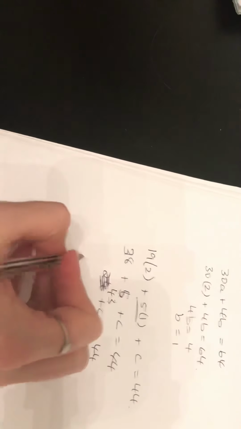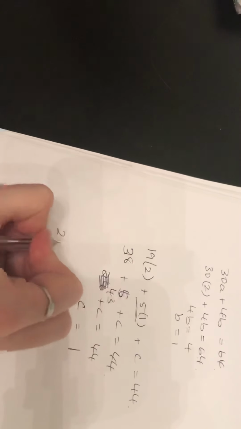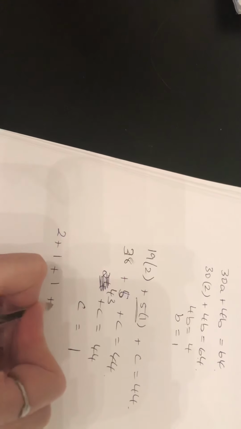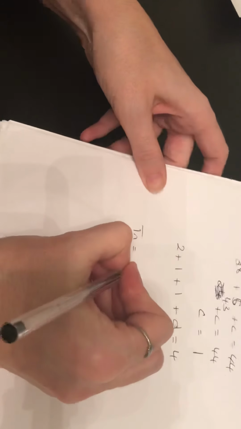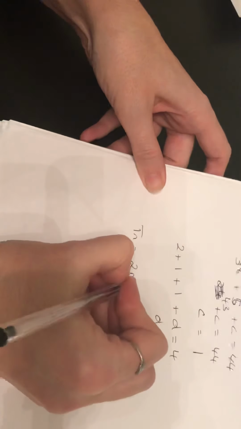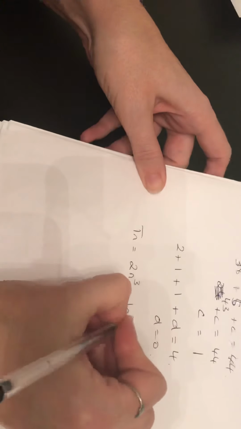And d, if I go all the way back to the start, a plus b plus c plus d, so I go all the way right back to the very first one, is equal to 4. Well, d is 0, which means finally Tn is equal to, so a is 2, 2n cubed plus 1n squared plus 1n plus 0. That took a lot of effort.